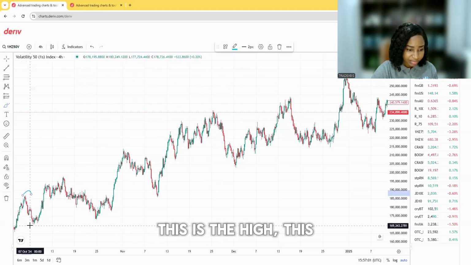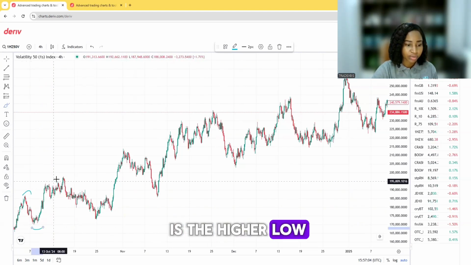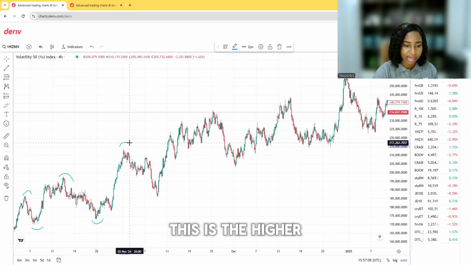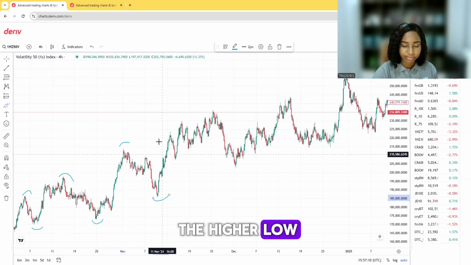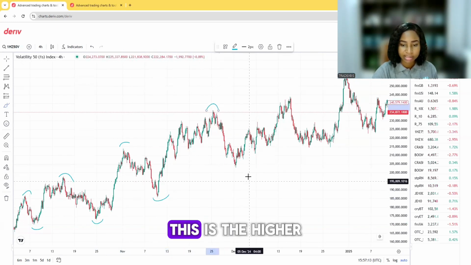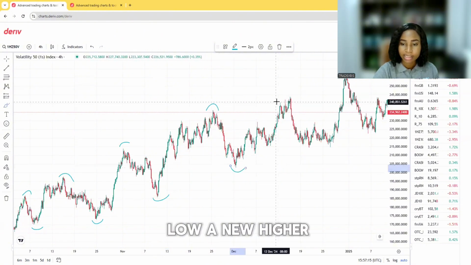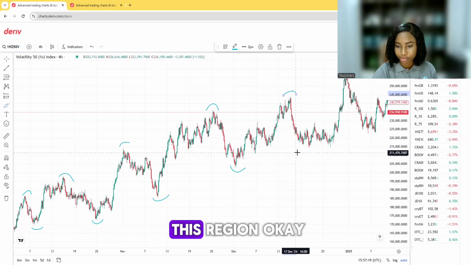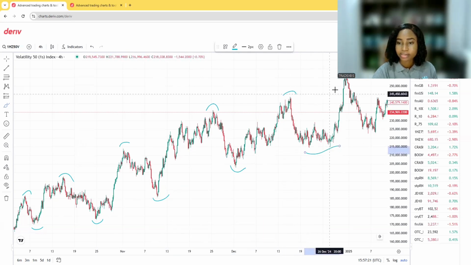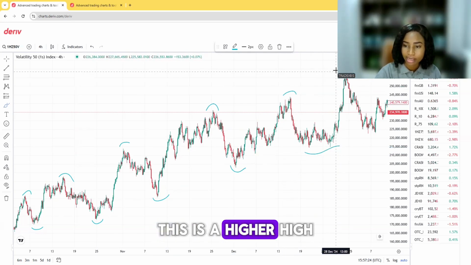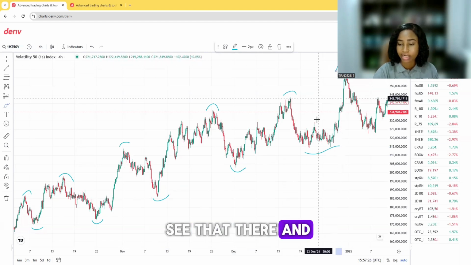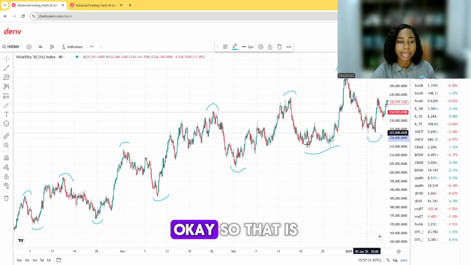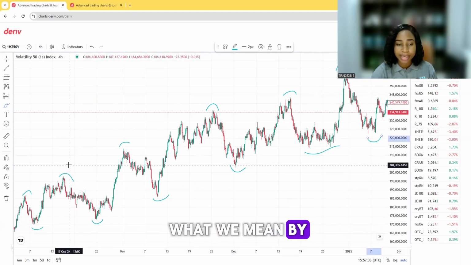This is the high, this is the higher low, this is the higher high, this is the higher low, this is the higher high, this is the higher low, this is the higher high, this is the higher low, a new higher high, the higher low, this region. Okay, this is a higher high, so I can't really see that here, and I don't want to disrupt my screen. So this is the higher low. Okay, so that is what we mean by a bullish market.